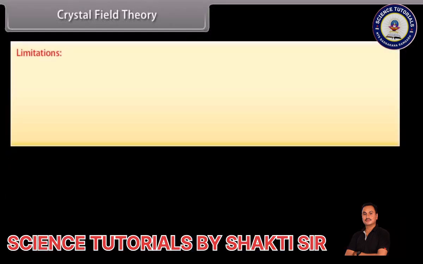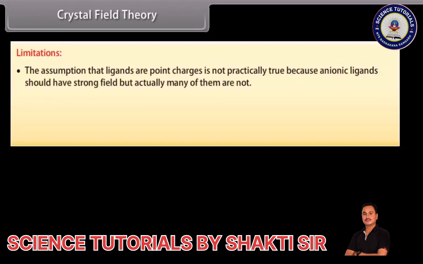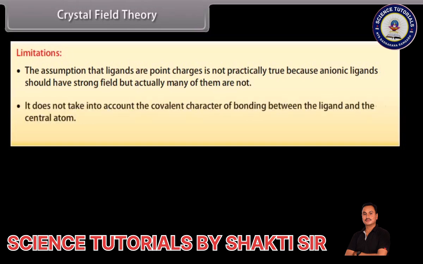The main limitations of crystal field theory are following. The assumption that ligands are point charges is not practically true because anionic ligands should have strong field, but actually many of them are not. It does not take into account the covalent character of bonding between the ligand and the central atom.